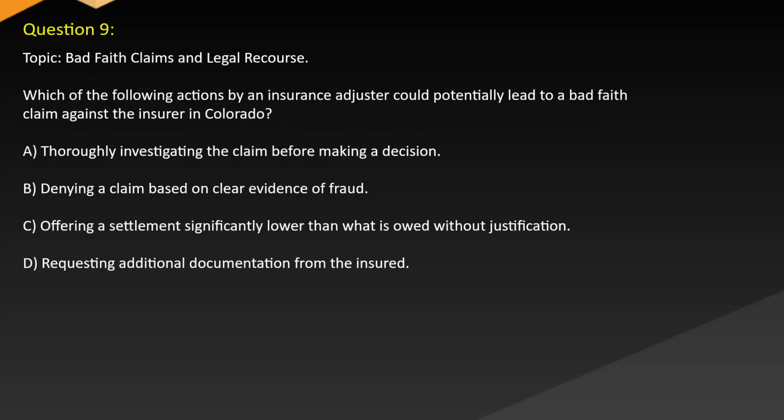Question 9. Topic: Bad faith claims and legal recourse. Which of the following actions by an insurance adjuster could potentially lead to a bad faith claim against the insurer in Colorado? A. Thoroughly investigating the claim before making a decision. B. Denying a claim based on clear evidence of fraud. C. Offering a settlement significantly lower than what is owed without justification. D. Requesting additional documentation from the insured.